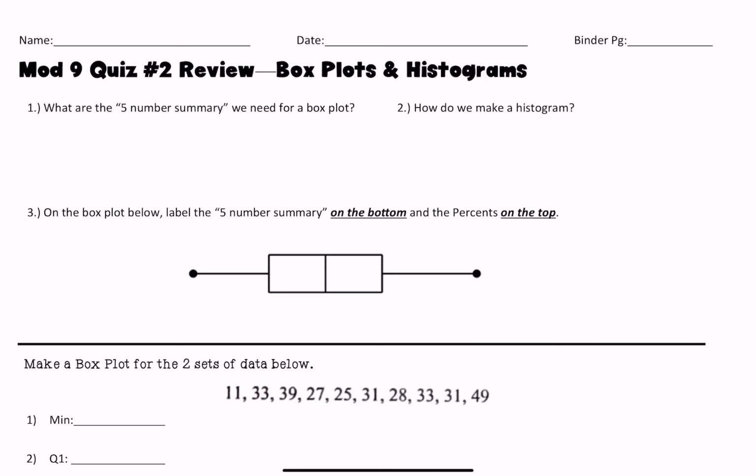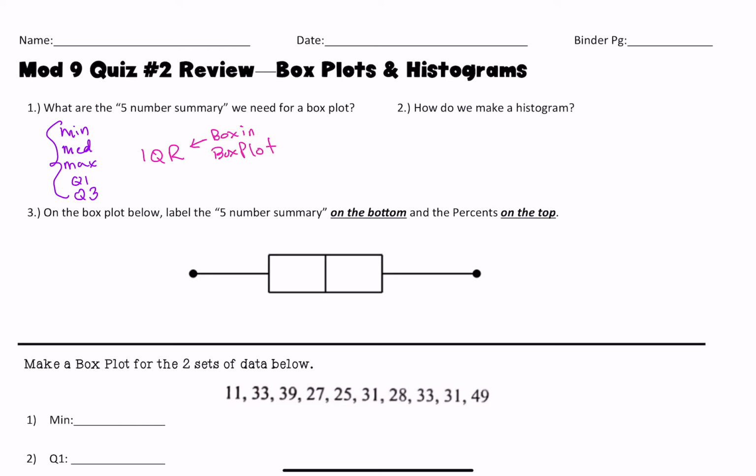So the 5-number summary is the minimum, the median, the maximum, Q1, Q3, and then bonus is the IQR. So these are the major 5 in order to create a box plot. The IQR represents the box in the box plot.